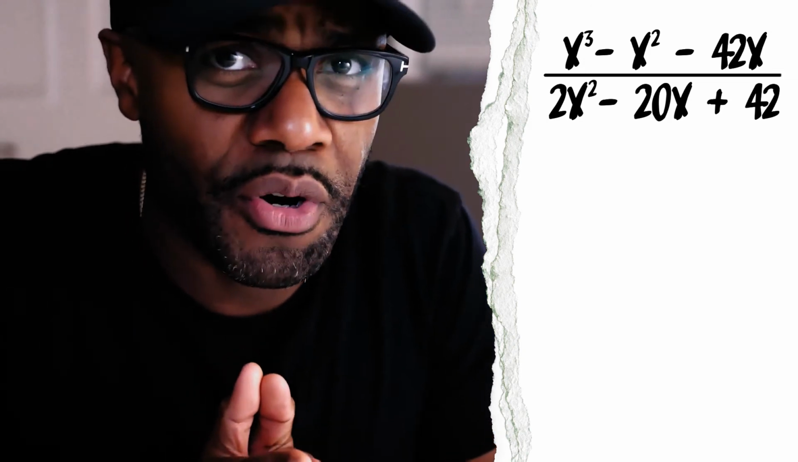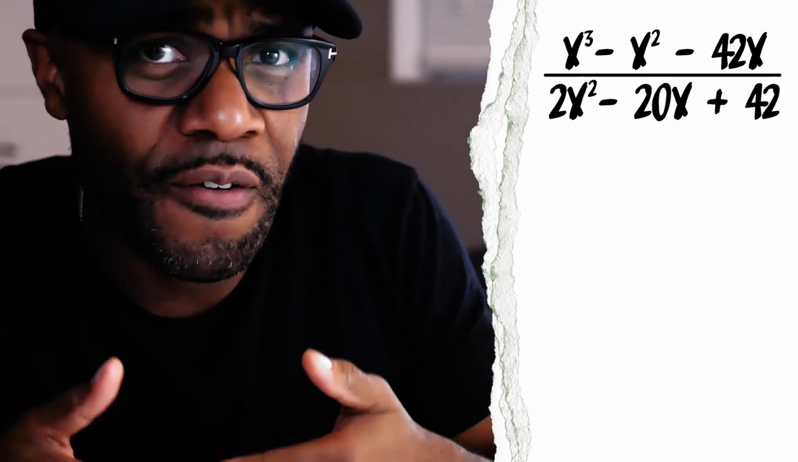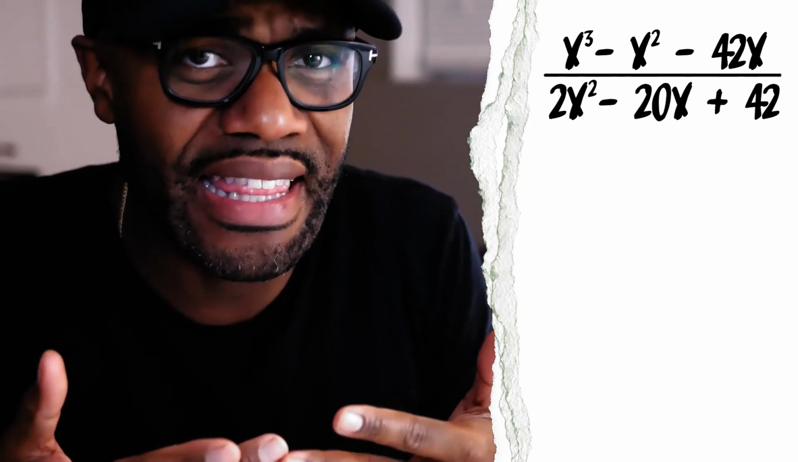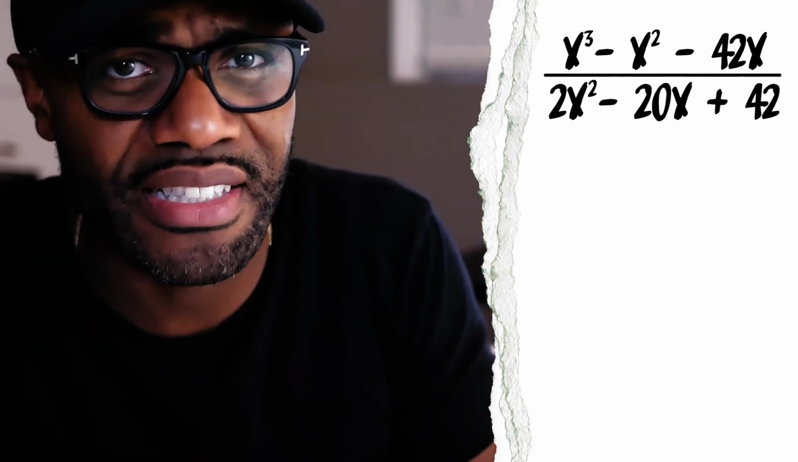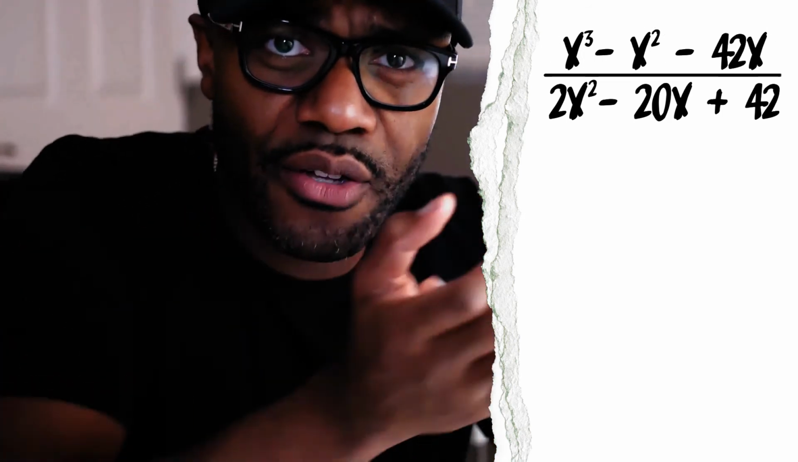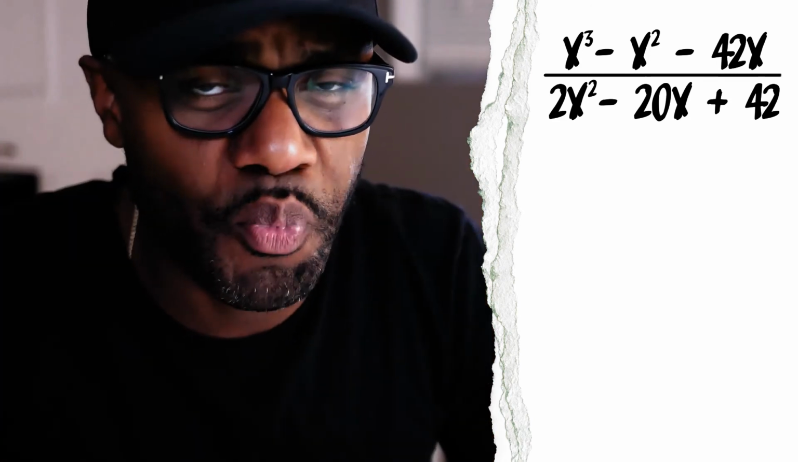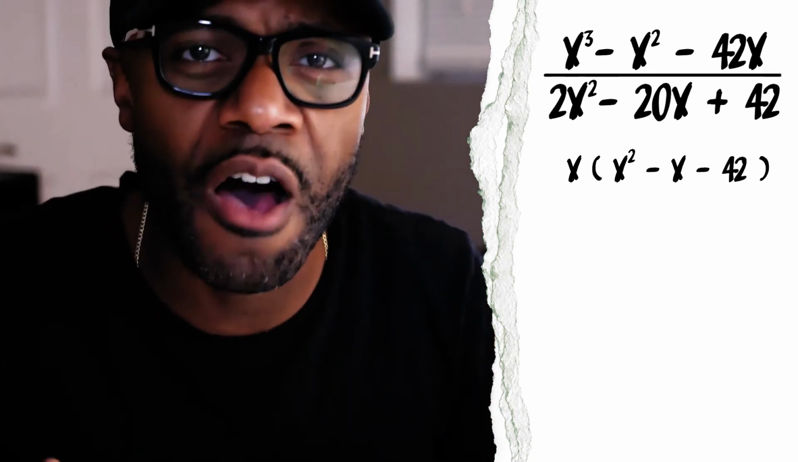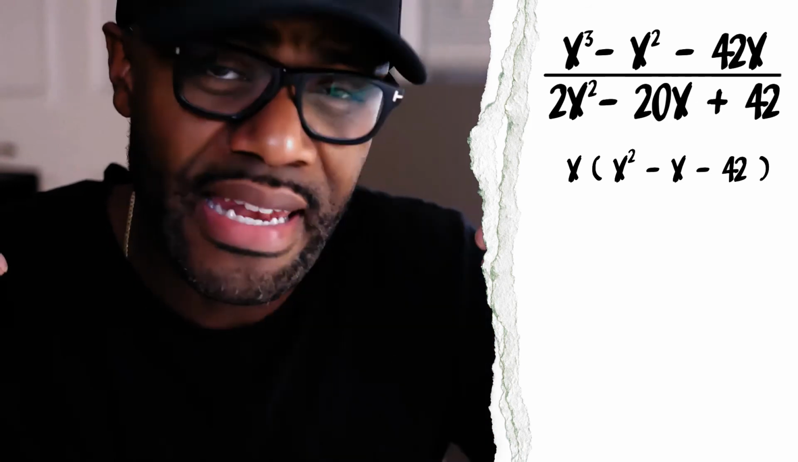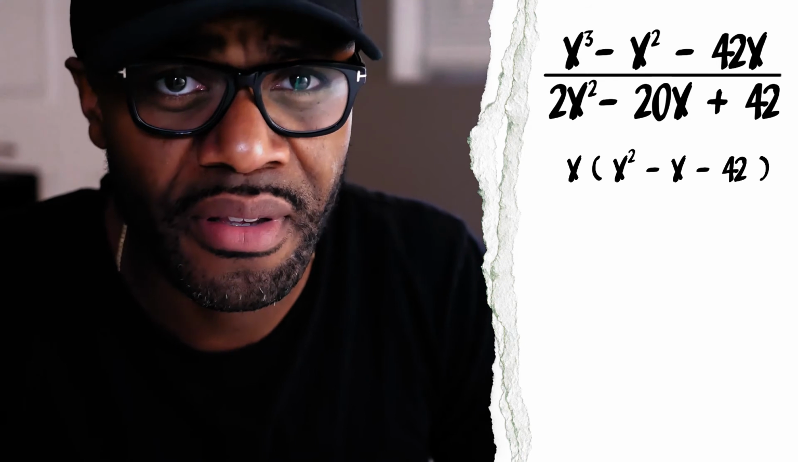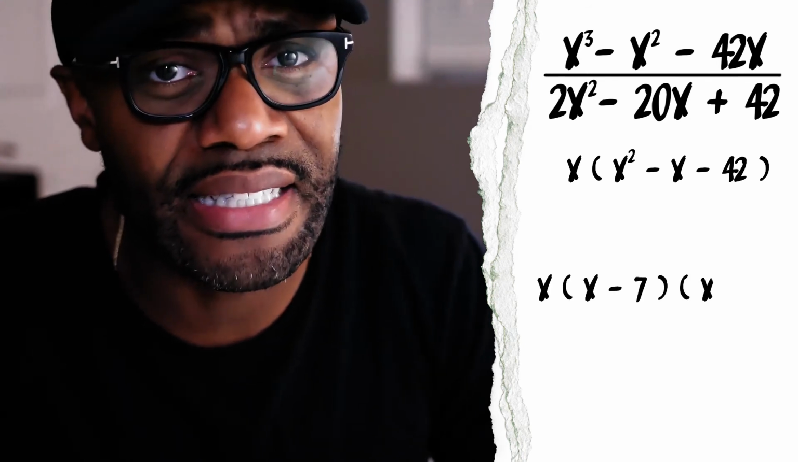The terms are x to the third, negative x squared, minus 42x. So the only term or variable that we see that can go into that expression is the letter x. So x is our greatest common factor. Yanking x out of the parentheses, we see an expression that looks like this: x parentheses x squared minus x minus 42. Then we solve like above. Getting the factors of negative 42, we'll be left with two factored forms: x minus 7 and x plus 6.